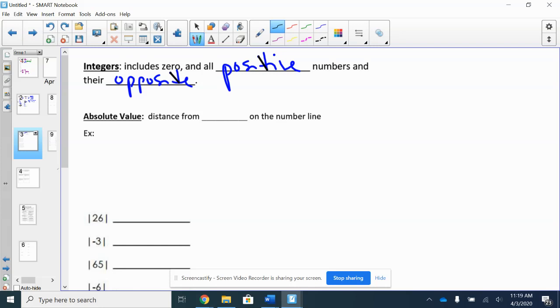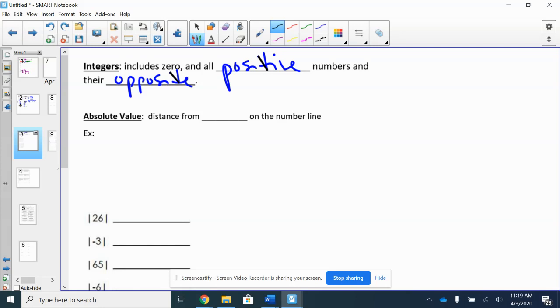Okay. Further you get in your math career, you'll notice that there are really specific definitions for types of numbers and how we organize our number system. So integers is one of those, along with counting numbers, rational numbers, irrational numbers. So it is important to realize the true definition of integers.